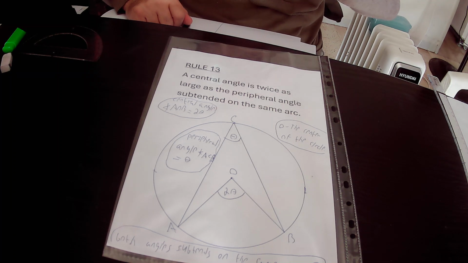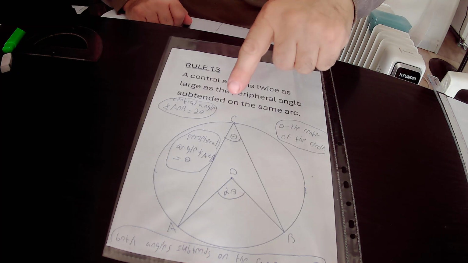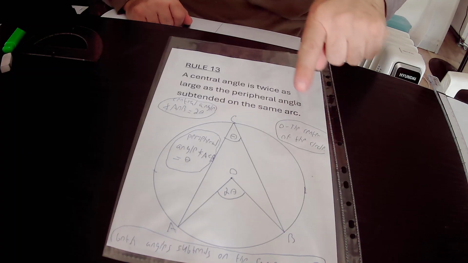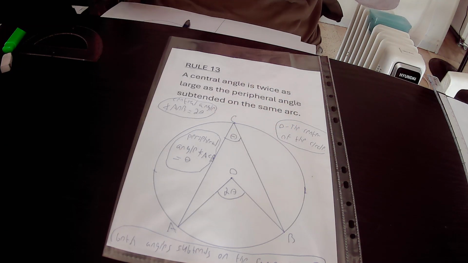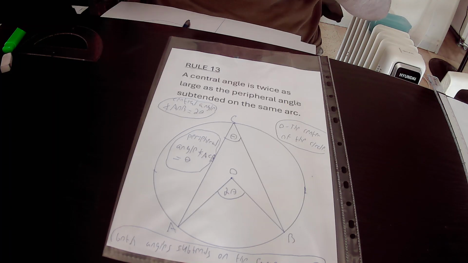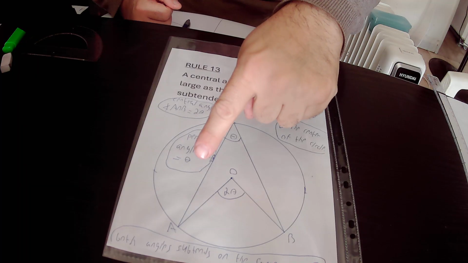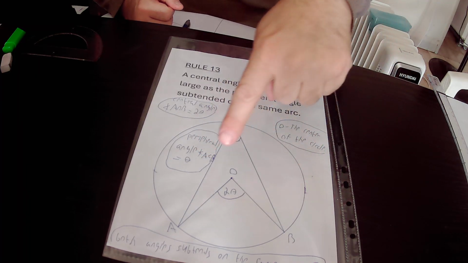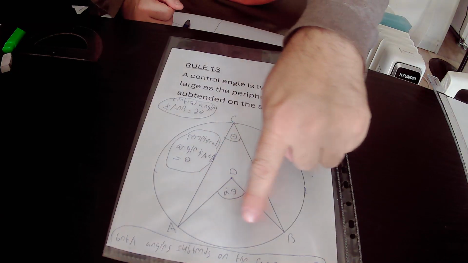And therefore, according to this rule number 13, the peripheral angle AOB must be twice as large as the peripheral angle ACB that is subtended on the same arc RKB. So whenever you have a peripheral angle and the central angle in the circle that both of them are subtended on the same arc, the central angle will always be twice as large as the peripheral angle. Here we have peripheral angle ACB and peripheral angle AOB, they are subtended on the same arc RKB.